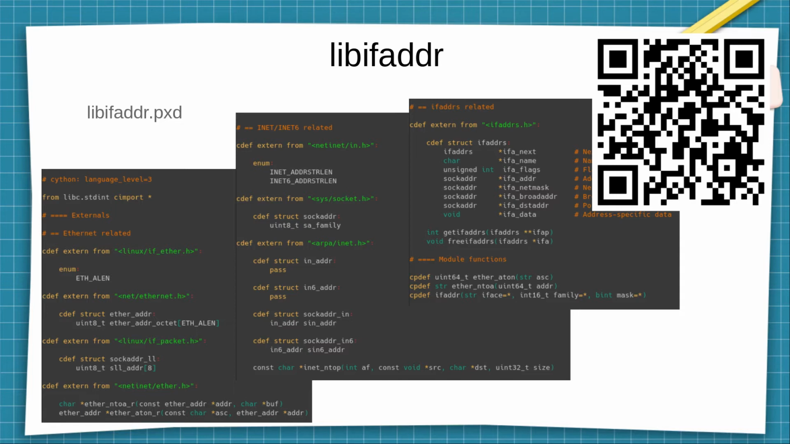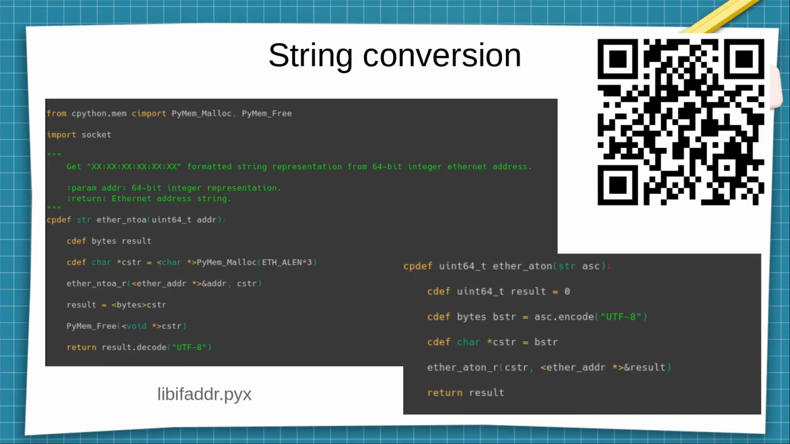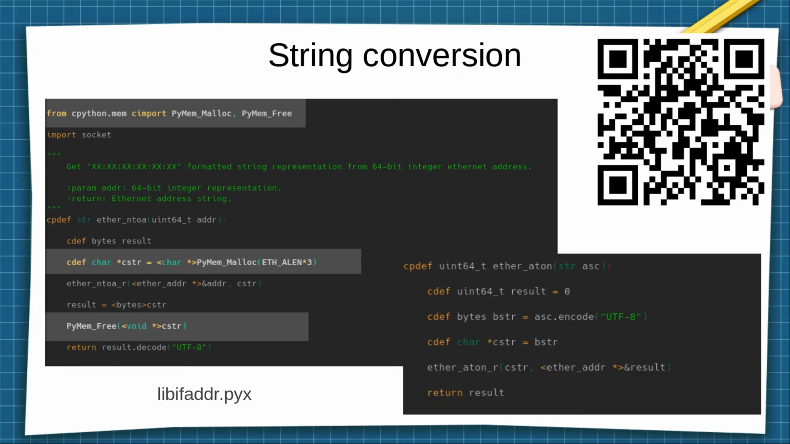Finally, I need an easy conversion between strings and 64-bit integers for Ethernet addresses. That's why I created that library from scratch. Luckily, it's also a great demonstration for this presentation's topic. The link to full source code will be put in the description, and you see a QR code for it. Instead of C's malloc and free, it is recommended to use corresponding functions from the PyMem group, like this.